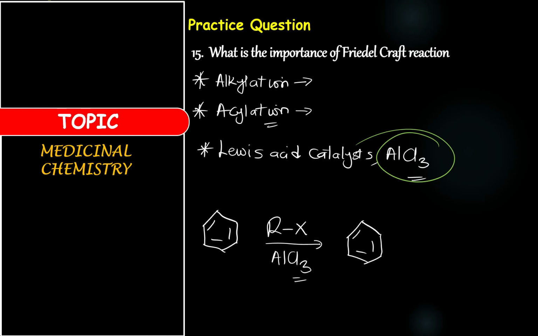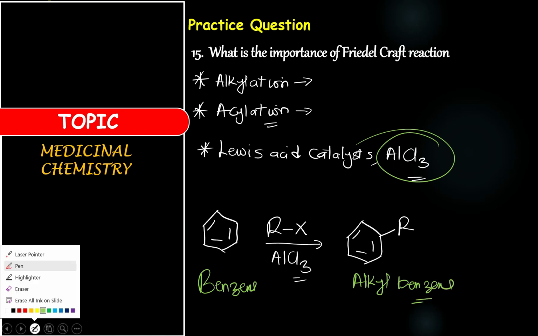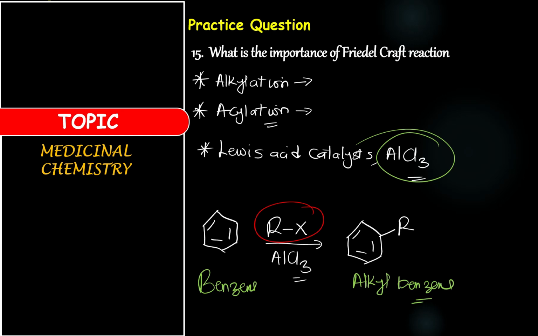The benzene ring will still remain intact, but then the alkyl group will attach, and this is benzene and this is alkyl benzene. This here is an alkyl halide, and this here is your catalyst. So you see that the Friedel-Crafts reaction aids us to add alkyl group to benzene ring.